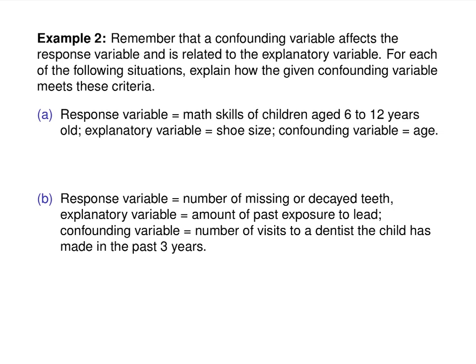So remember that a confounding variable affects the response and is related to the explanatory variable. For each of the situations, explain how the given confounding variable meets these criteria. So the response variable is math skills, and the explanatory variable is shoe size, and the confounding variable is age.